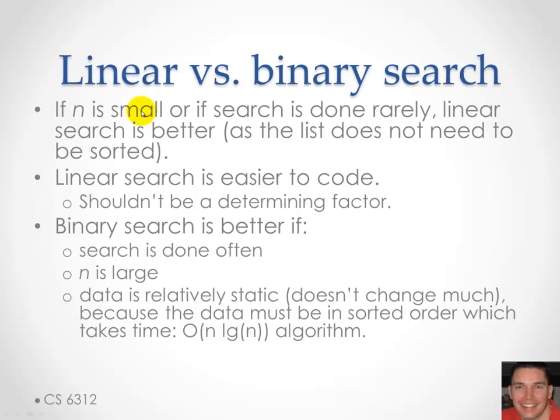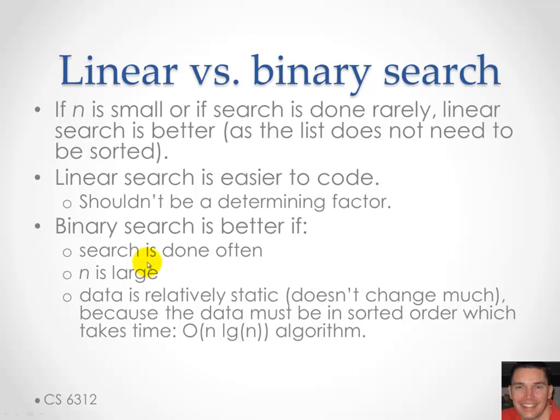Linear versus binary search. If n is small and our search is done rarely, then the linear search is better. I know that may sound a little bit weird because here I just showed that a binary search is always significantly faster than a linear search. Well, the key to remember here is that we have to make sure that our list is sorted, and it does take some significant time to get an unsorted list to a sorted list. If n is small and we're just going to search on occasion, then a linear search is better. Linear search is easier to code, but just because something is easier to code doesn't mean that should be a determining factor on what we implement.